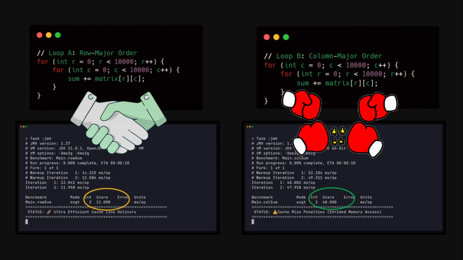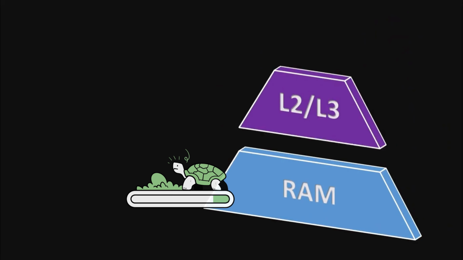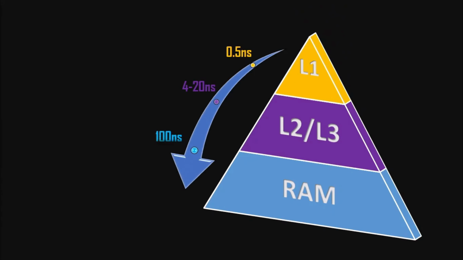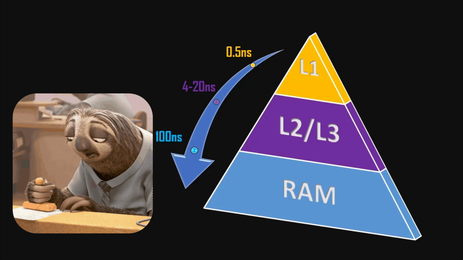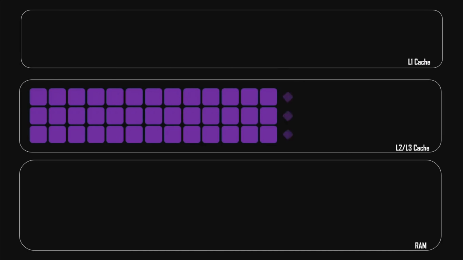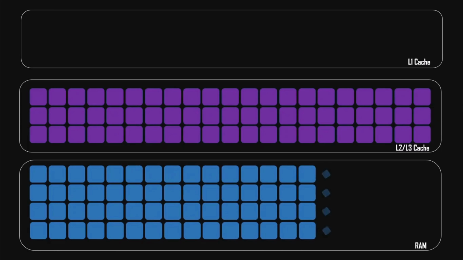To understand why this happens, we have to look under the hood. Your CPU is insanely fast, but fetching data all the way from main RAM is painfully slow. It takes roughly 100 nanoseconds. To a CPU clock cycle, that feels like waiting days for a delivery. To fix this, CPUs use an onboard hierarchy of ultra fast memory: L1, L2, and L3 caches. L1 operates at less than a single nanosecond.